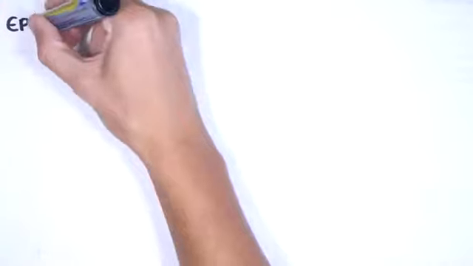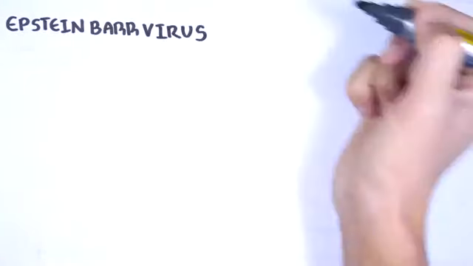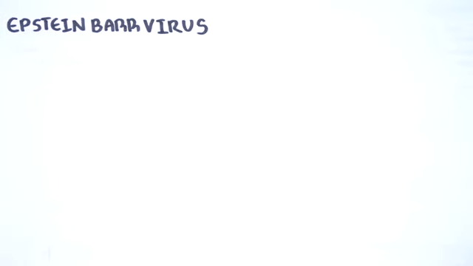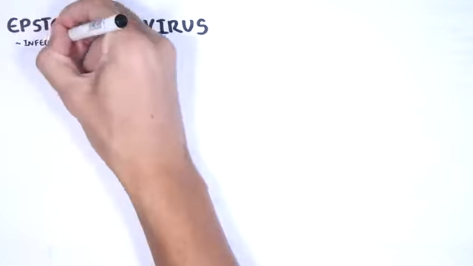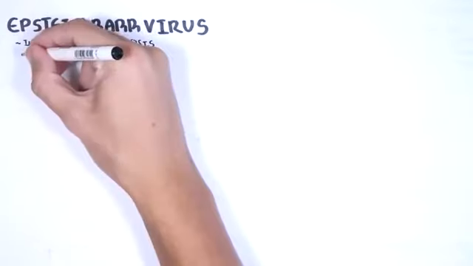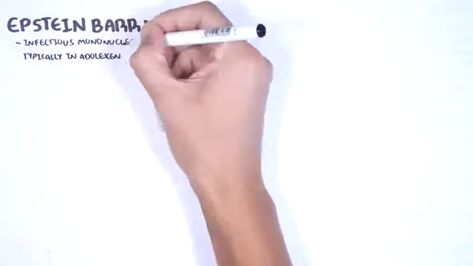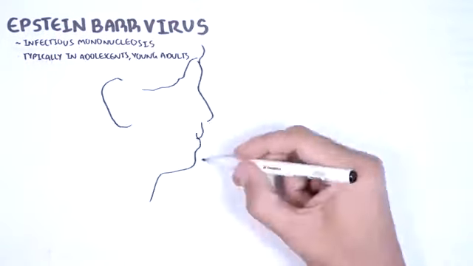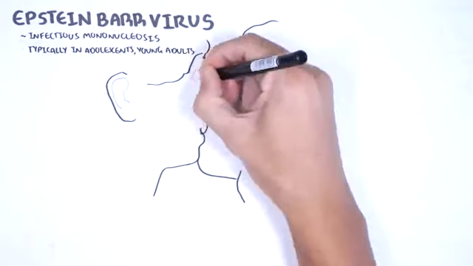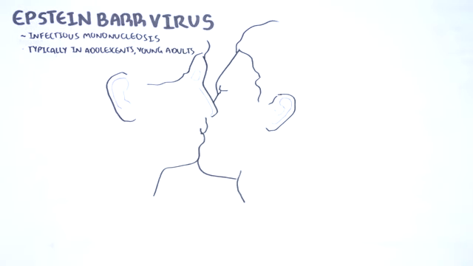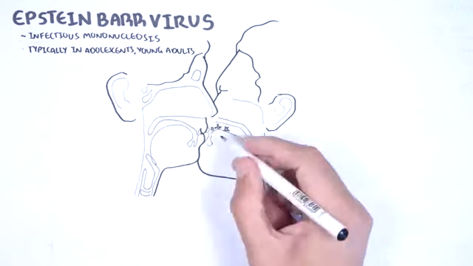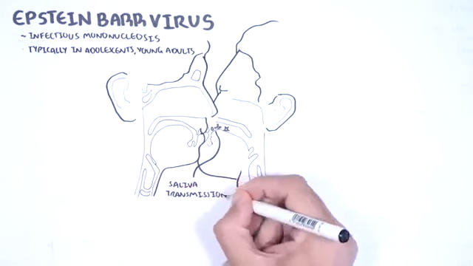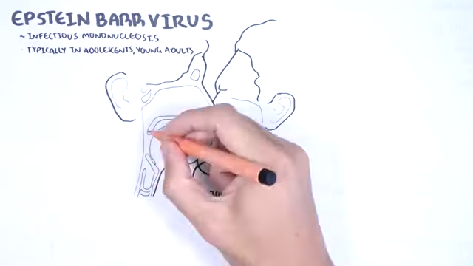The Epstein-Barr virus typically causes an asymptomatic infection, or it can cause acute tonsillitis as part of a bigger infection called infectious mononucleosis, also known as glandular fever. Epstein-Barr virus infection typically occurs in adolescents and young adults and is transmitted orally via saliva. This is the reason Epstein-Barr virus infections are also known as the kissing disease.